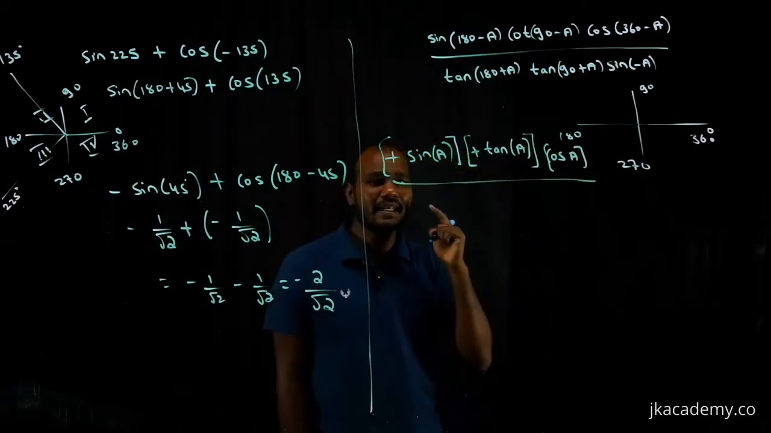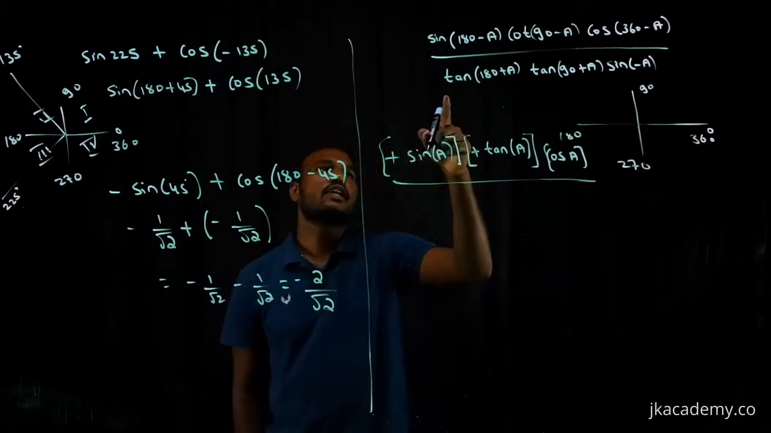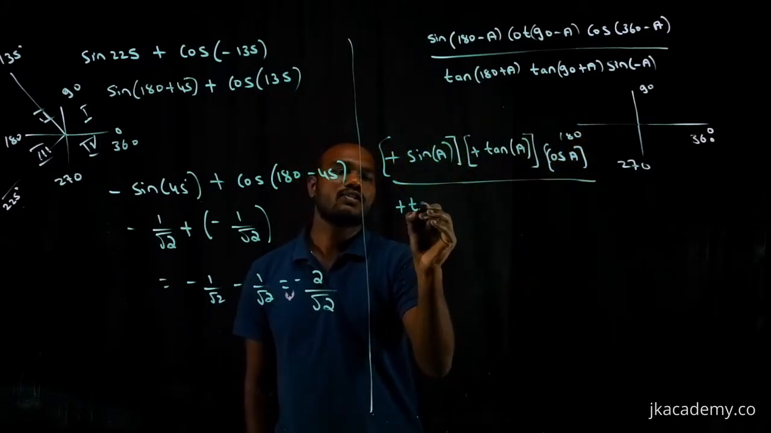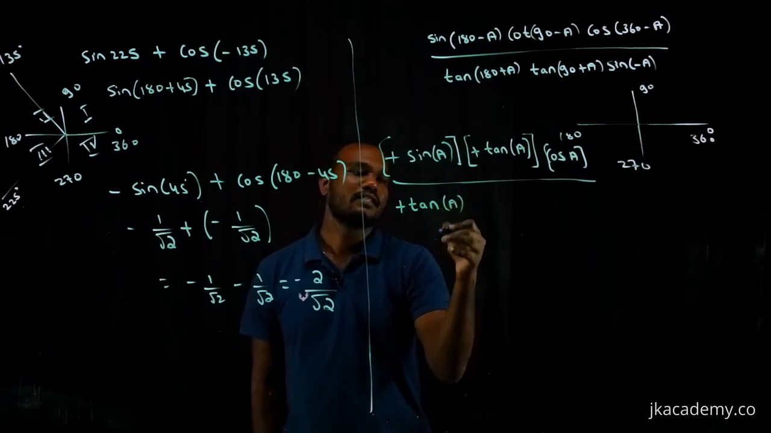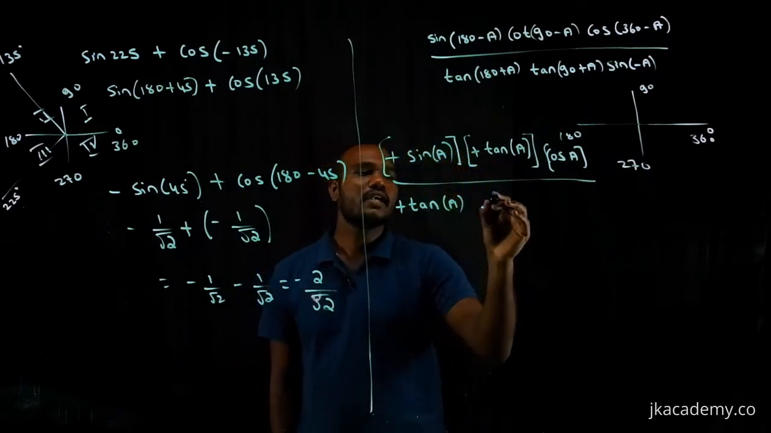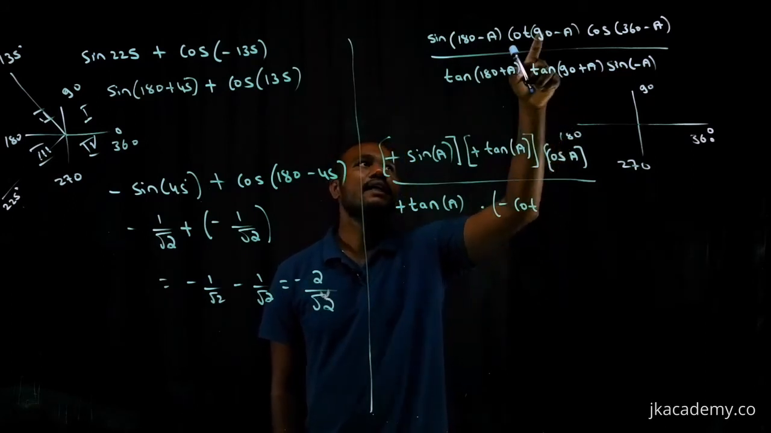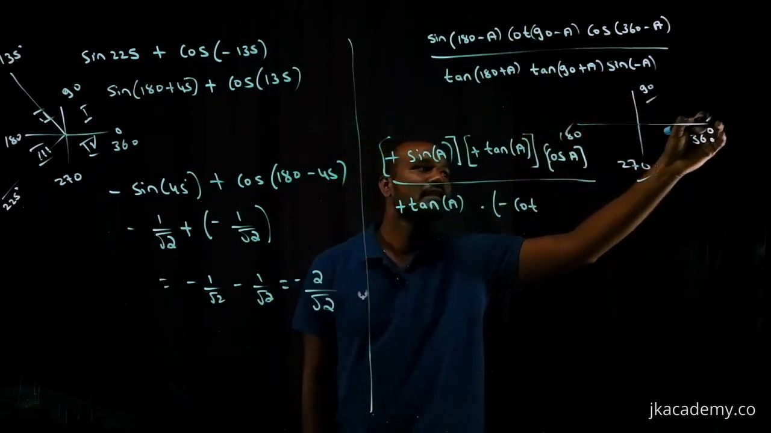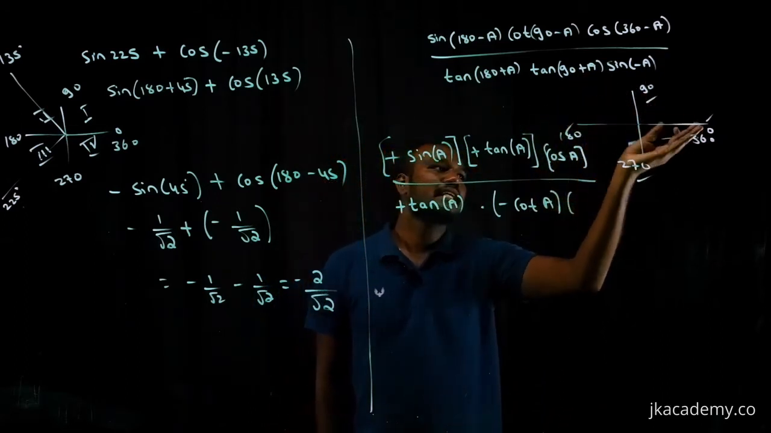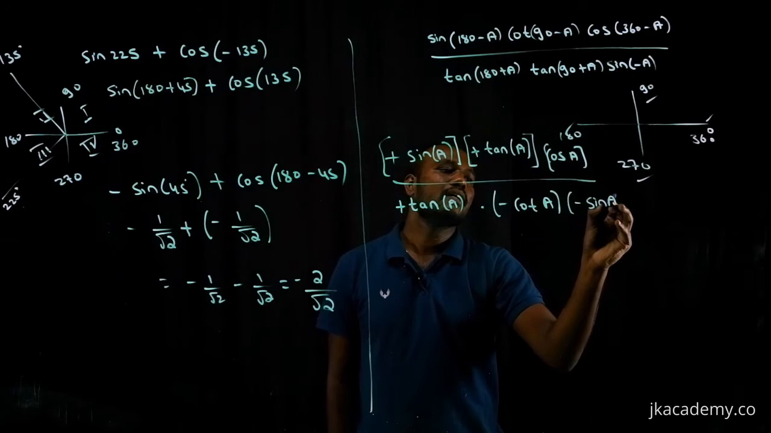If you're not getting this, we have made an entire video explaining how to get these answers, so please don't forget to check our YouTube video. Let's go to the denominator. Tan of 180 plus a is in the third quadrant, where tan is positive, so positive tan a, times tan of 90 plus a, which is in the second quadrant. In the second quadrant tan is negative, so minus, and tan is converted into cot because of the complementary angle. So cot of a, times sine of minus a. Minus a means fourth quadrant, where sine is negative, so minus sine a.